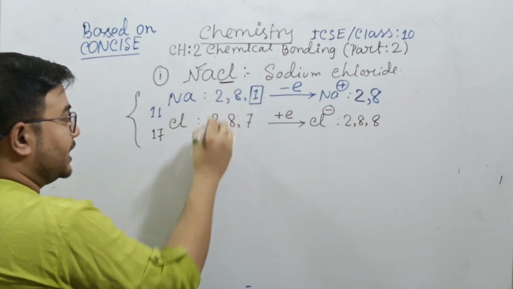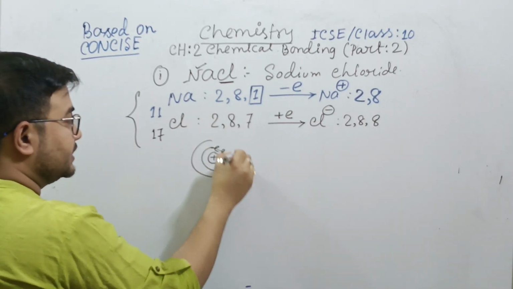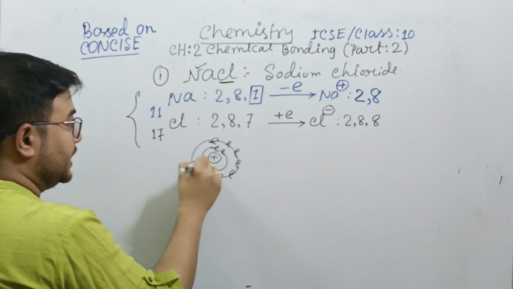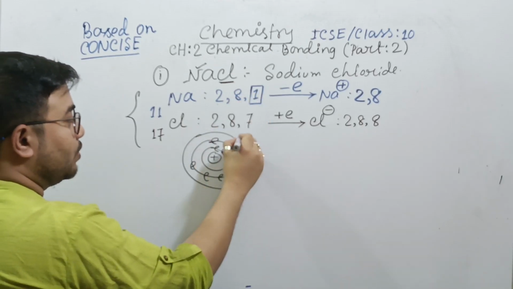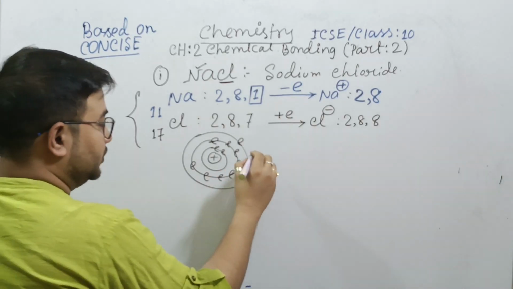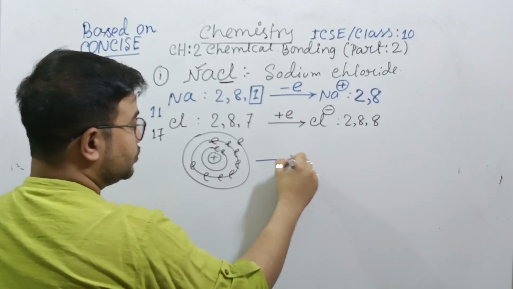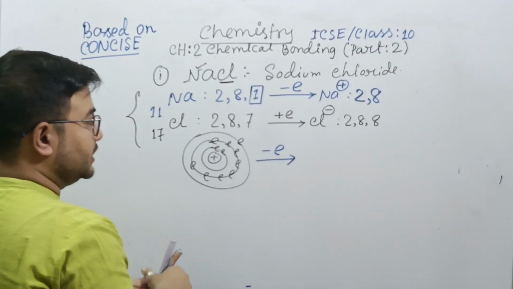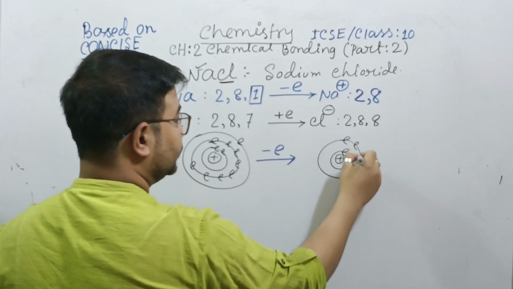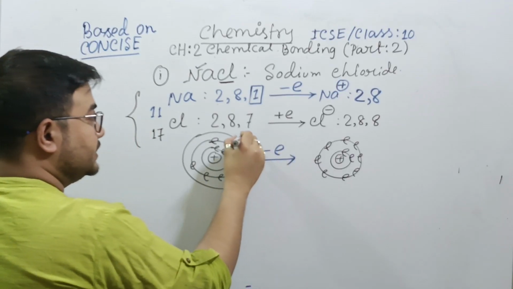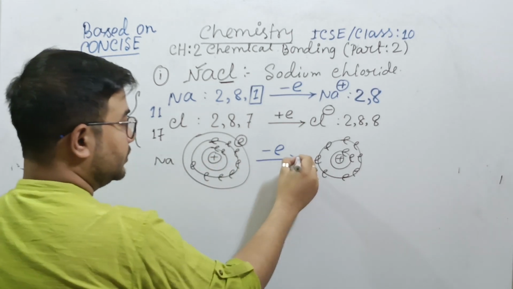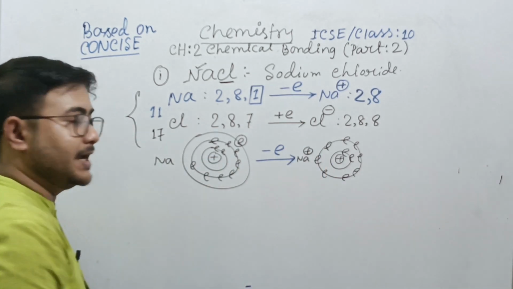Sodium's first shell contains 2 electrons, the second shell contains 8, and the last shell contains how many electrons? Only 1. Now this sodium tries to lose 1 electron. After losing it, sodium has 2, 8, and this outermost electron is lost. So it becomes Na+, that is a cation.